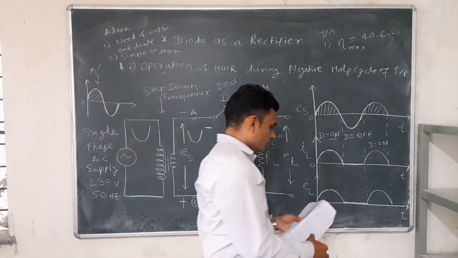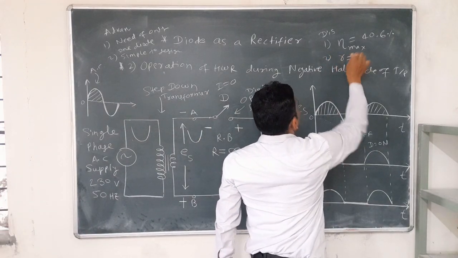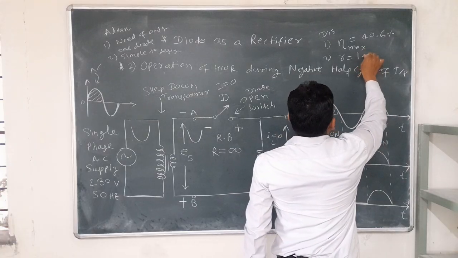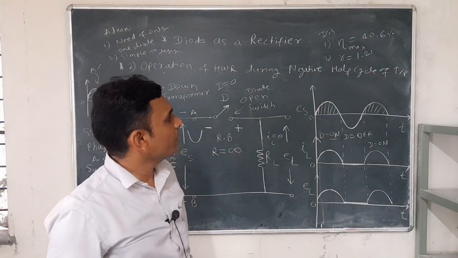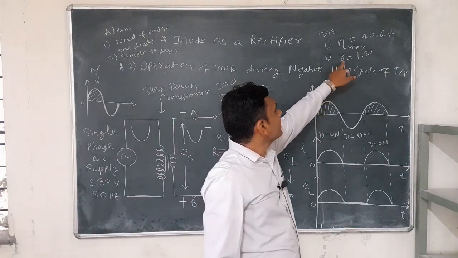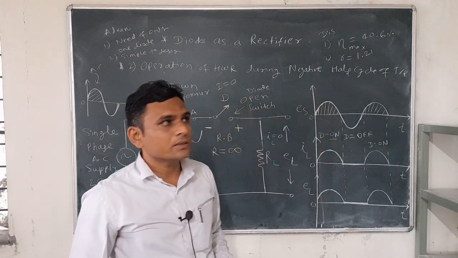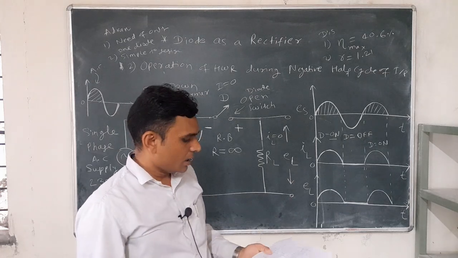Then the second disadvantage is the ripple factor is high, that is 1.21. This ripple factor value should be as low as possible. This ripple factor is very high. This is the second drawback of this rectifier.